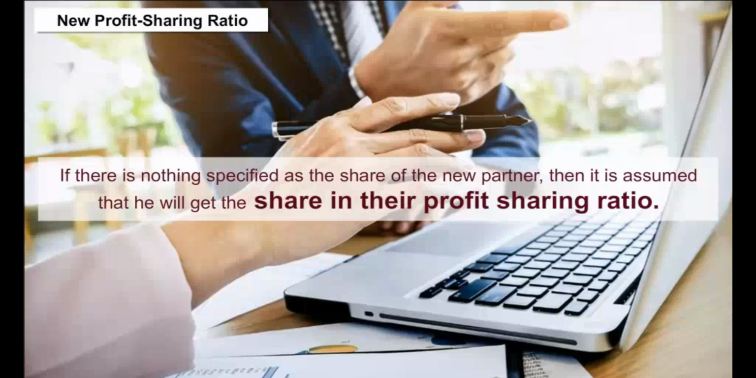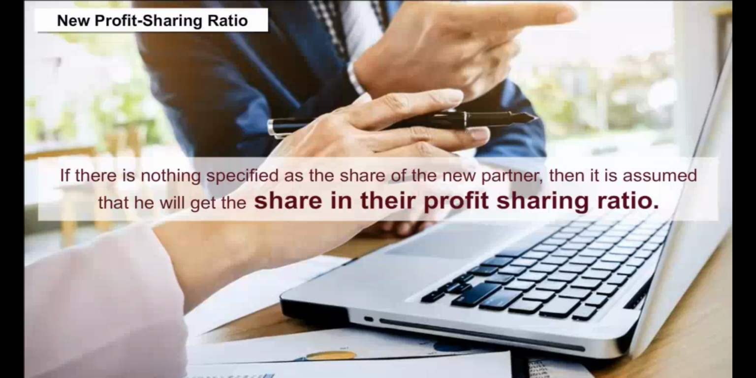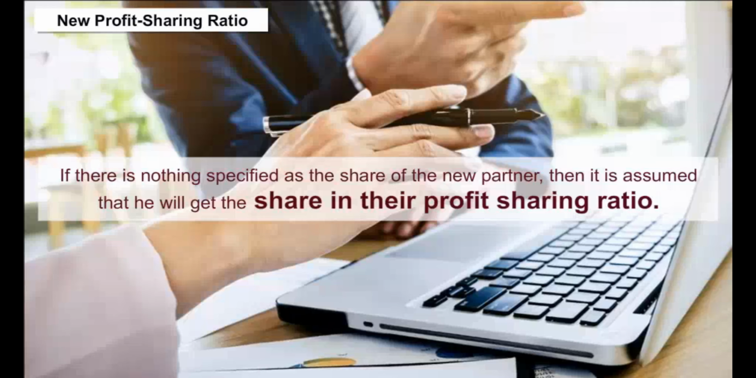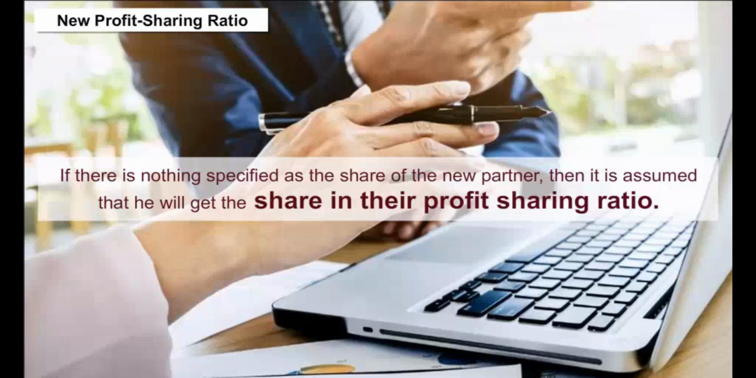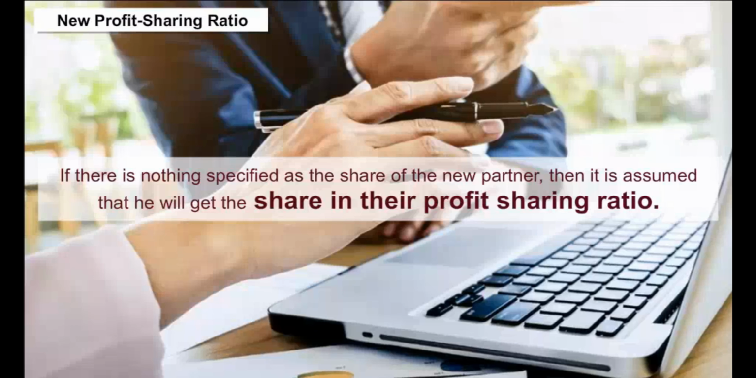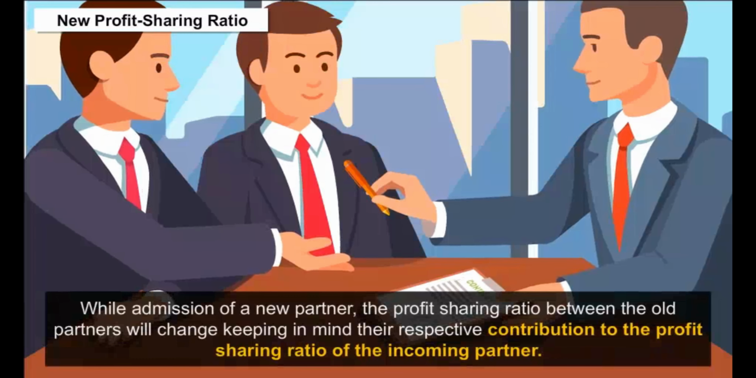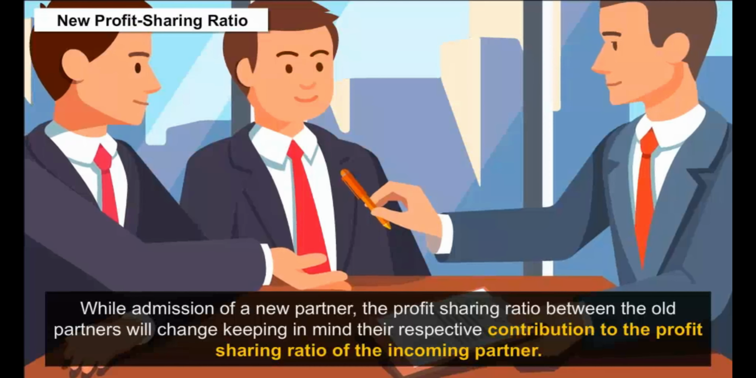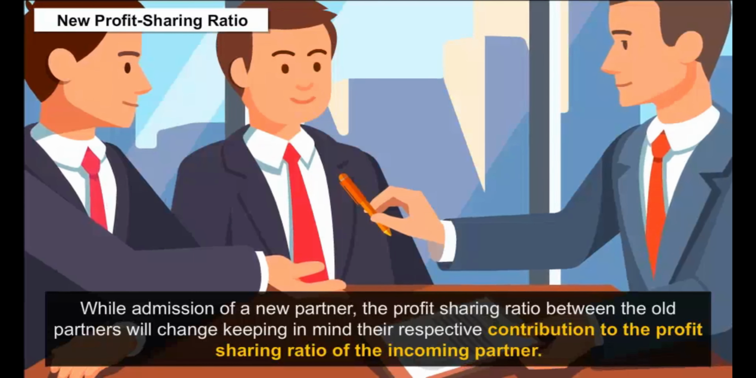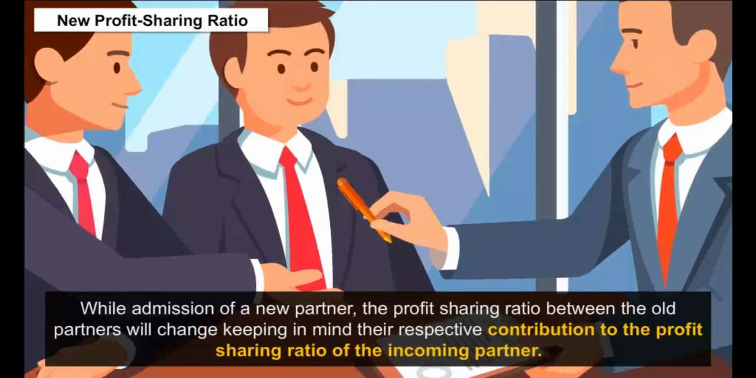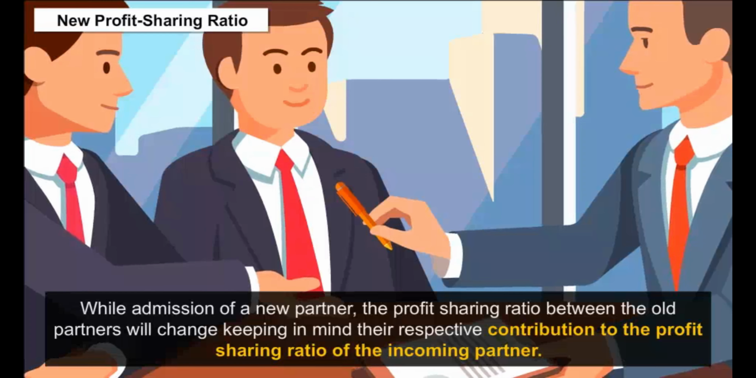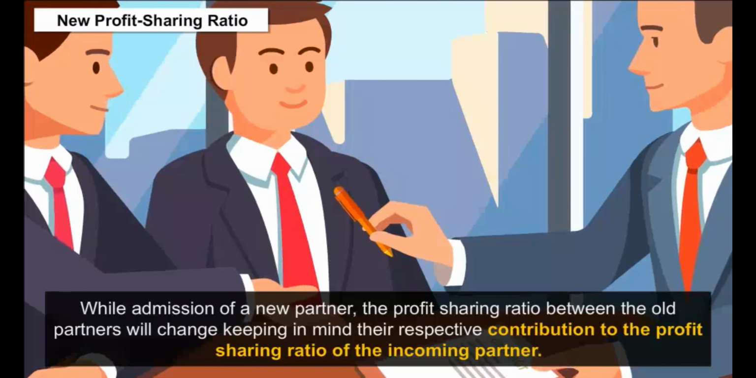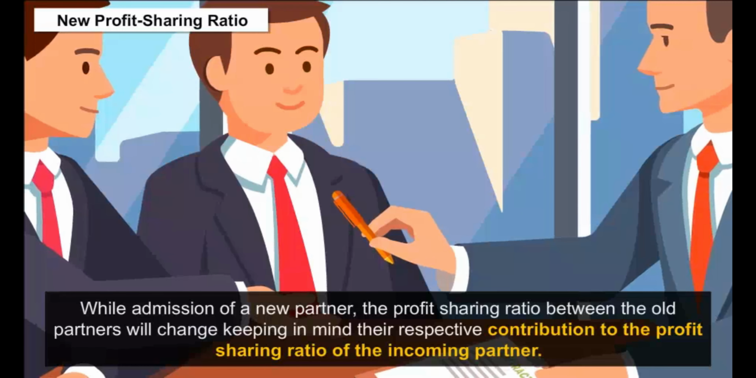If there is nothing specified as the share of the new partner, then it is assumed that he will get the share in their profit-sharing ratio. While admitting a new partner, the profit-sharing ratio between the old partners will change, keeping in mind their respective contribution to the profit-sharing ratio of the incoming partner.